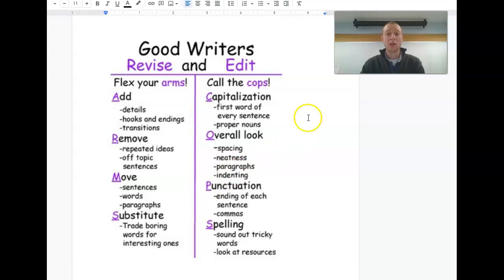Okay. We're also going to edit. And to edit, we're going to call the COPS, C-O-P-S. We're going to look for capitalization. We're going to see how does it look. Is it neat? Is it spaced well? We're looking for punctuation, periods, commas, exclamation points, question marks at the end of every sentence. And we're also looking for spelling.